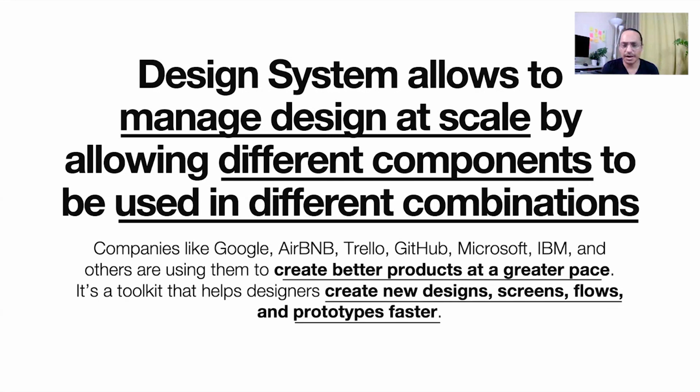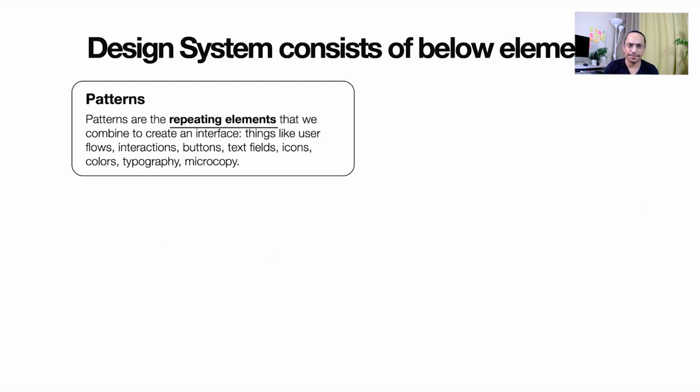So companies like Google, Airbnb, Trello, GitHub, Microsoft, IBM, and others are using them to create better products at a greater pace. It is a toolkit that helps designers create new designs, screens, flows, and prototypes fast. So it's a toolkit that designers use to create new designs, and that too very quickly.